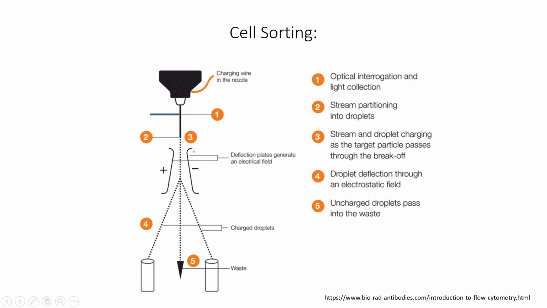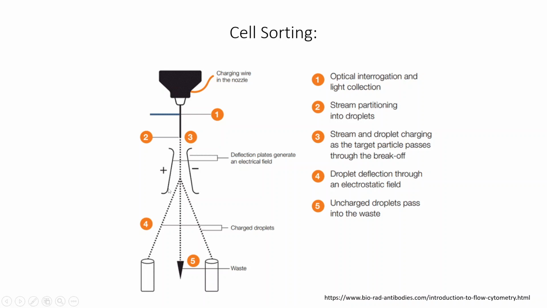And then these droplets will start passing through this charged field, this electric field, where these plates are there to deflect the droplets. So this point where the stream is becoming a droplet is very important to make sure that it's at the right place. So the break off point is important, and that is something that you can set up while you're setting up FACS. And then individual droplets, just like how we had individual cells that need to be interrogated by the laser, we want individual droplets to be deflected at the electric field.